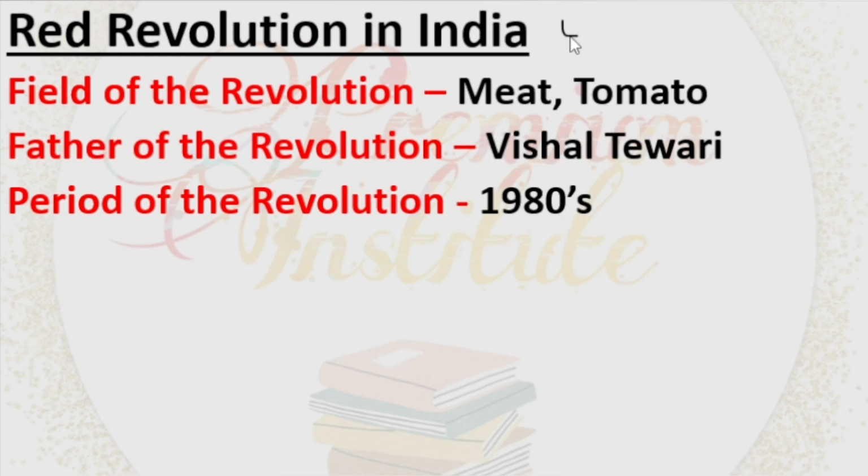Red Revolution in India. Field of the revolution: meat, tomato. Father of the revolution: Vishal Tiwari. Period of the revolution: 1980.